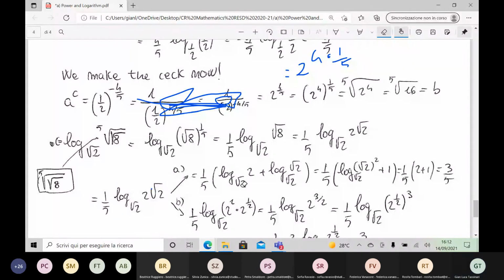Then do this step with me. 2 can be written in front of this logarithm, and then you would have 2 times logarithm with basis square root of 2 of square root of 2, which is 1. So these 2 times 1 is 2, plus the other 1. So you see, this is the reason why I wrote here 2 plus 1. 2 plus 1 is 3, 3 over 5.